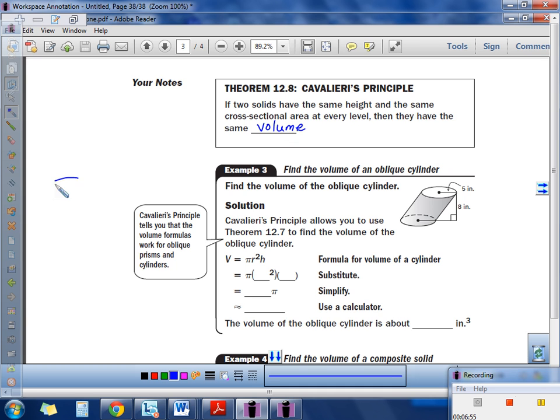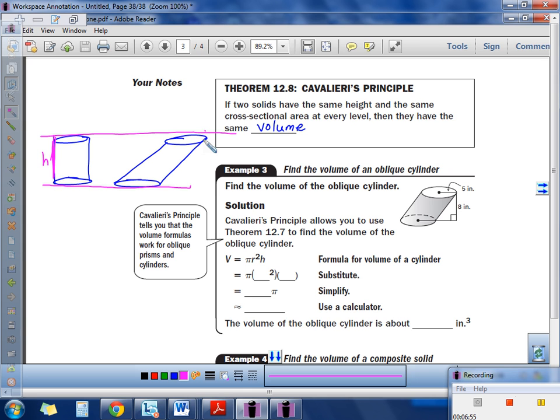If we have two cylinders, and they have the same height, that means their base starts the same spot and their height goes to the same spot. This is the height of this piece, and this is actually the height of this piece. Remember, height is always going to be our perpendicular distance. This piece would be our slant height. Do they have the same height? Yes. They have the same base, and they have the same height, therefore they're going to have the same volume.